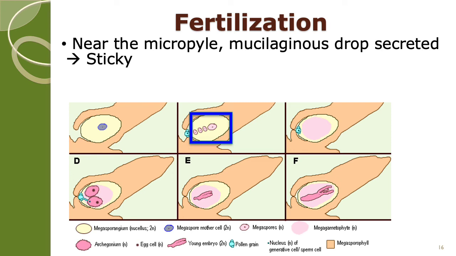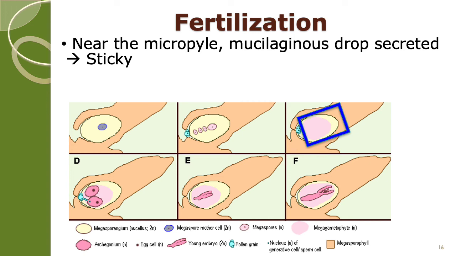That megaspore mother cell undergoes meiosis to form 4 megaspores, but out of those 4 megaspores, 3 of them are going to degenerate and you end up with only 1 megaspore. That megaspore undergoes cell division to form the female gametophyte, which can also be called a megagametophyte, and that is what is shown in purple. Now remember, this purple female gametophyte is haploid.